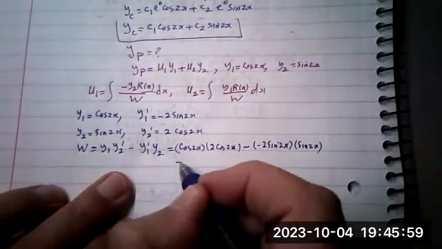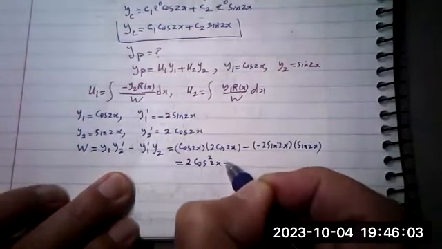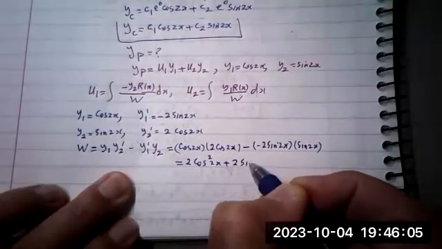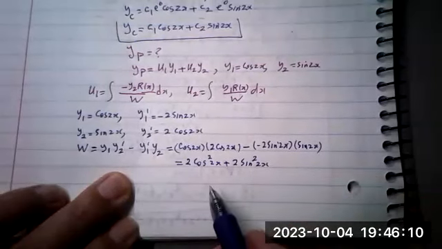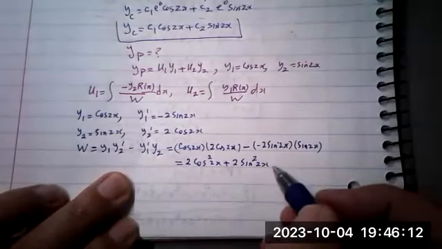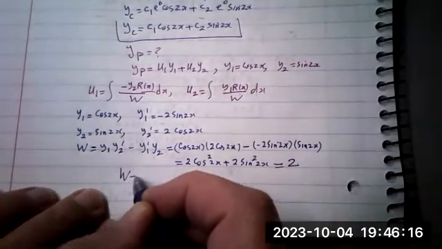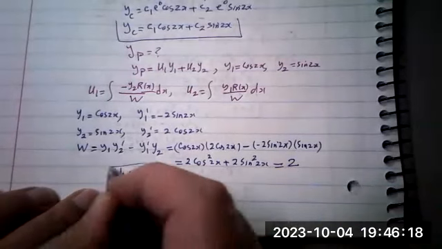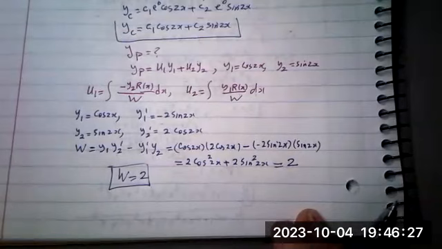What's going to be the result? 2 cosine squared of the 2x plus 2 sine squared of the 2x. You factor out the 2, cosine squared plus sine squared is 1, so that gives you 2. So the Wronskian is equal to 2. Then you identify the r of x and you go for the integration.